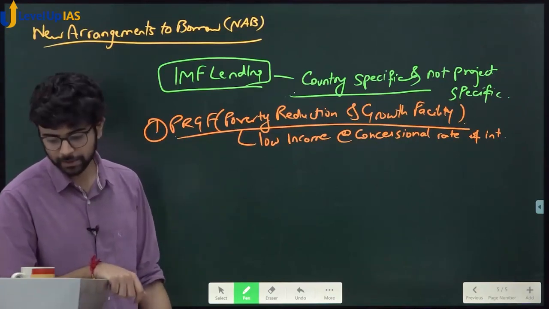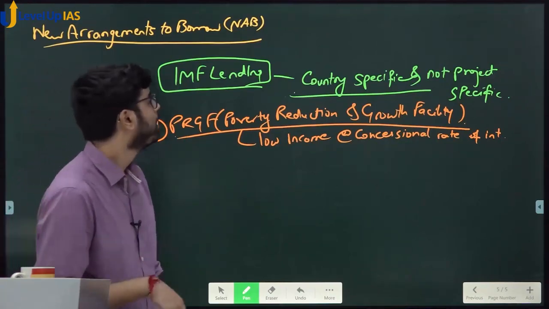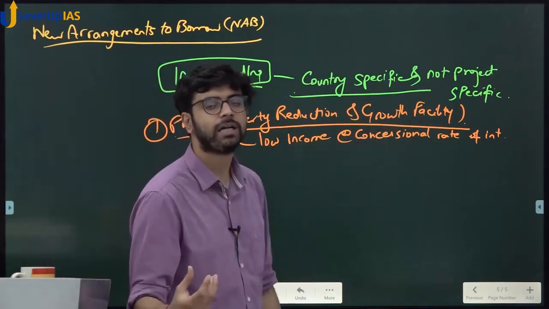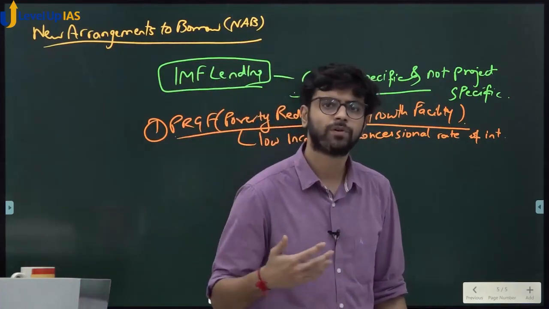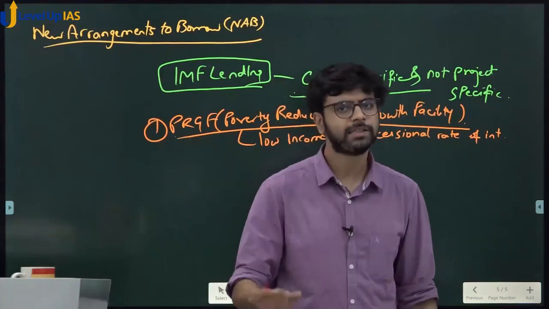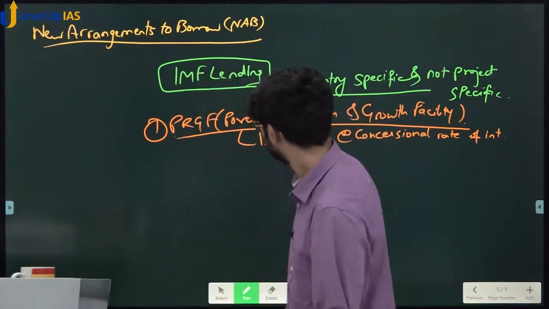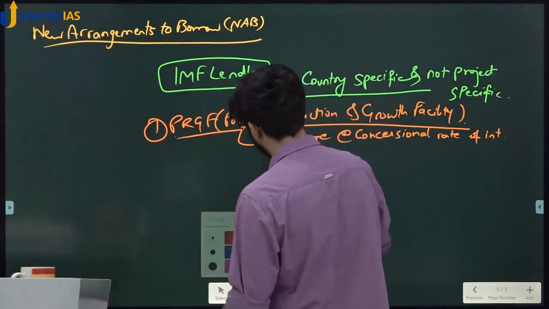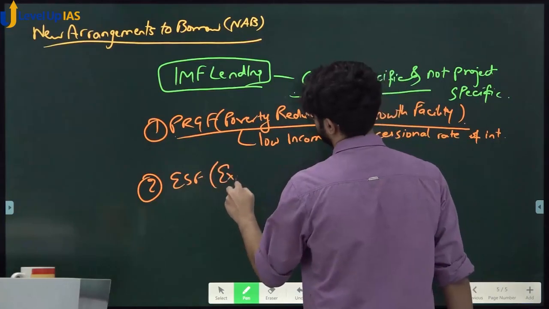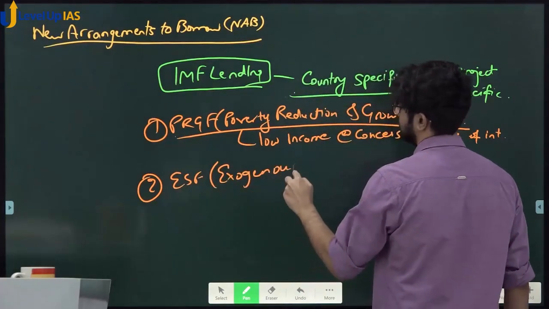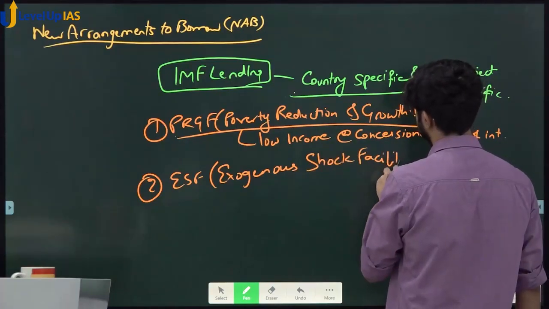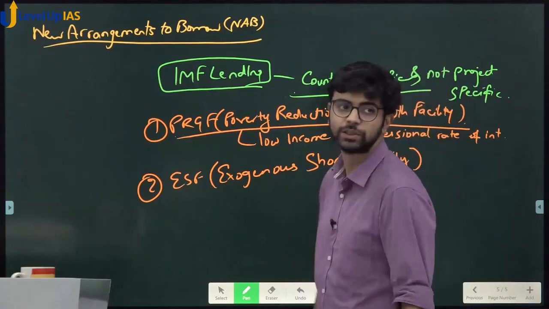Then iske upar there is one more level, that is also for low income countries, that is also for poor countries only, but let's say this is normal for poverty reduction and growth, but some countries, let's say there is a poor country in Pacific Ocean and tsunami comes or global warming ki wajah se floods come, so that is a shock, yes or no, will its economy collapse? So there is one more facility available for poor countries only, it is called as ESF. Exogenous shock facility. It is called as ESF, exogenous shock facility.